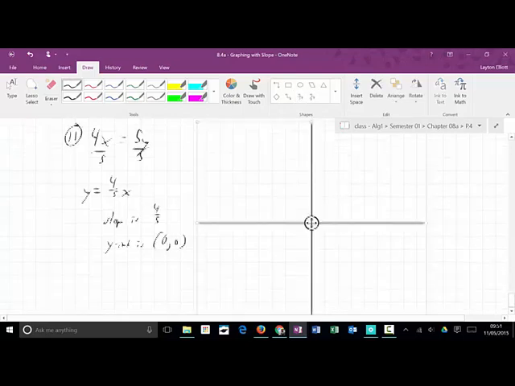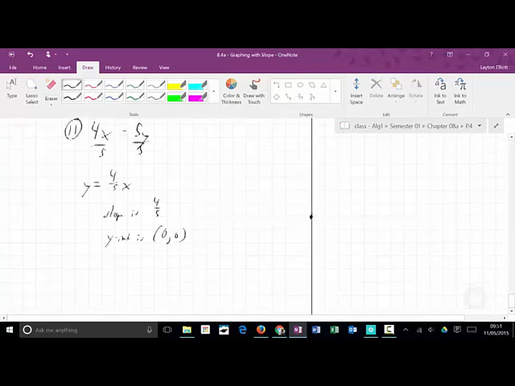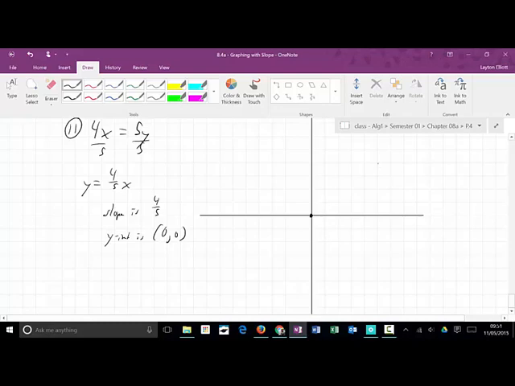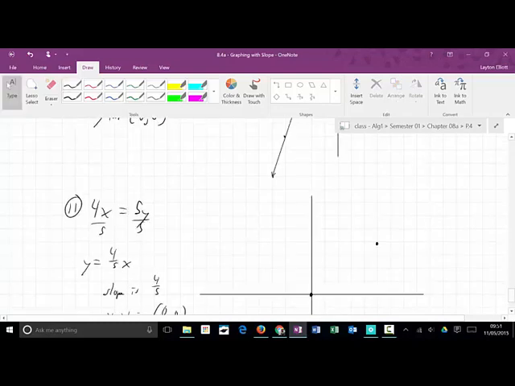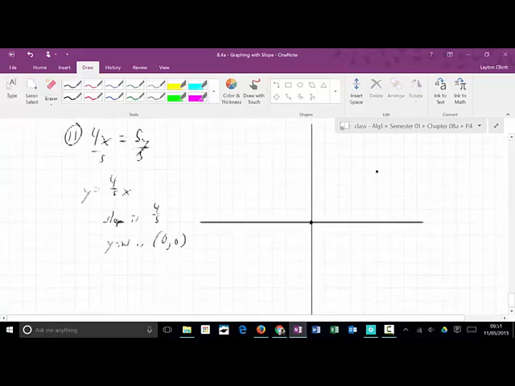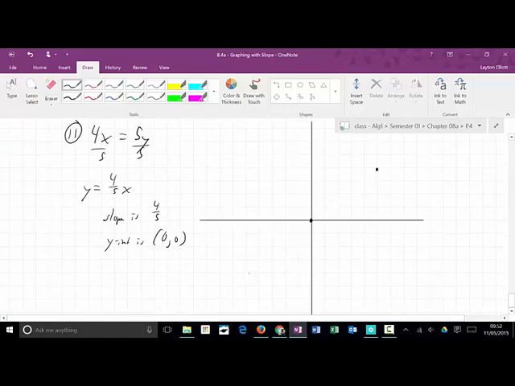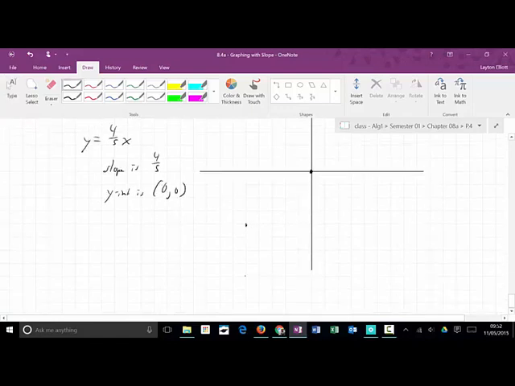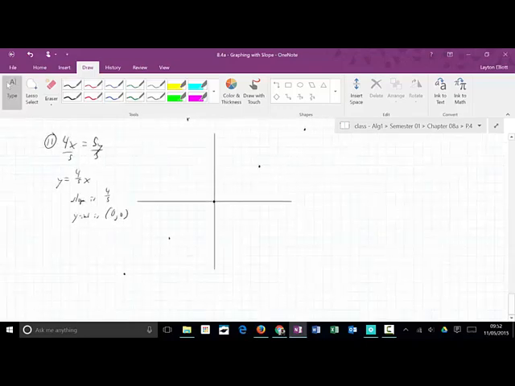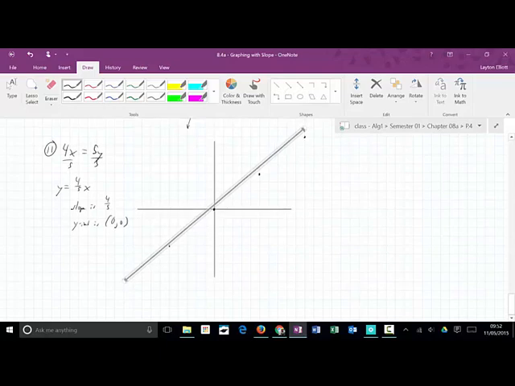So my first point I'm going to put down is the origin, and then I'm just going to go up 4, right 5, up 4, right 5, or down 4, left 5, and then down 4 and left 5. And then make sure that I connect to all the possible points. Oops, I did that too fast. And that's it.